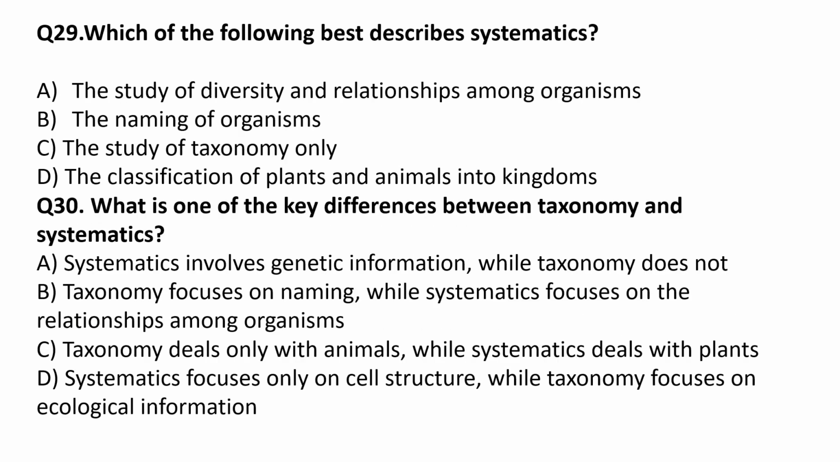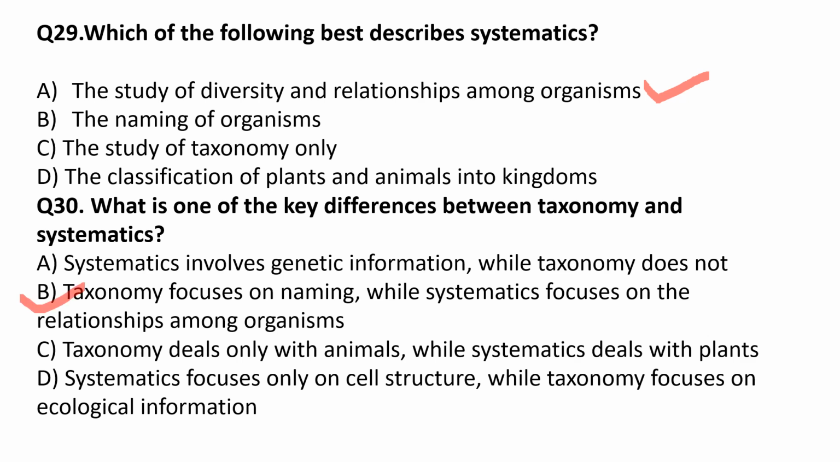Which of the following best describes systematics? The study of diversity and relationship among organisms is the thing that best describes systematics. What is the key difference between taxonomy and systematics? Taxonomy focuses on naming while systematics focuses on the relationship among organisms.